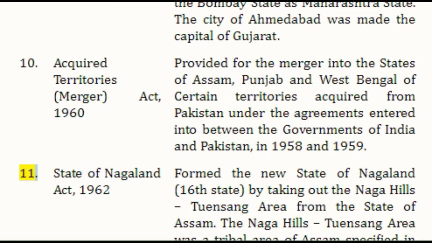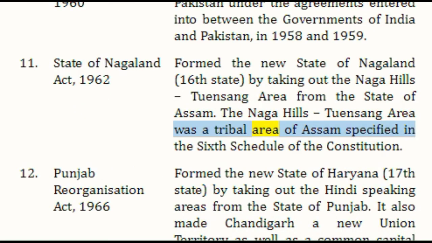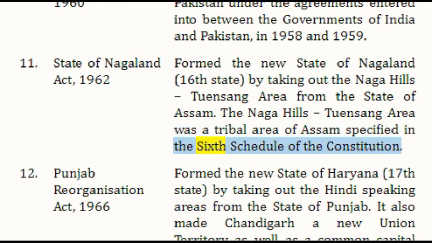11. State of Nagaland Act, 1962. Formed the new state of Nagaland, 16th state, by taking out the Naga Hills, Tuensang area from the state of Assam. The Naga Hills, Tuensang area was a tribal area of Assam specified in the 6th schedule of the Constitution.